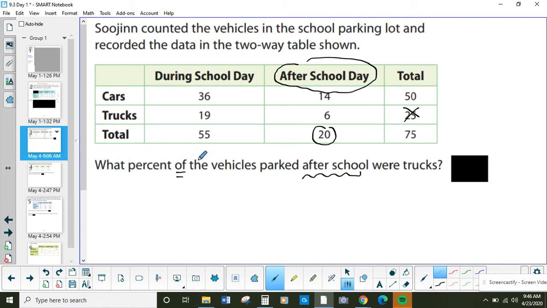It says, what percent of, in other words, get my total from here. It doesn't say, what percent of truck owners parked after school? It says, what percent of vehicles who parked after school were trucks? So that's where you get your total from. Now, were trucks. How many after school were trucks? 6 after school were trucks, right? So in other words, I have 6 out of 20.